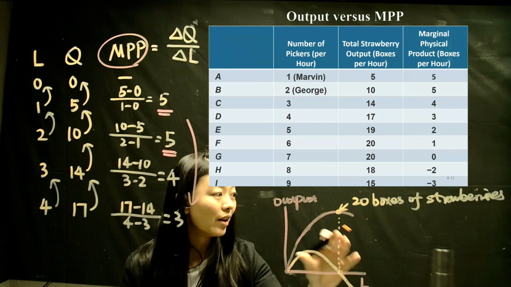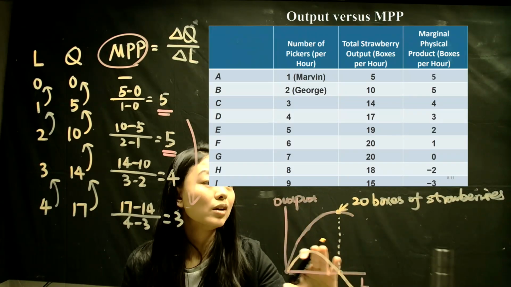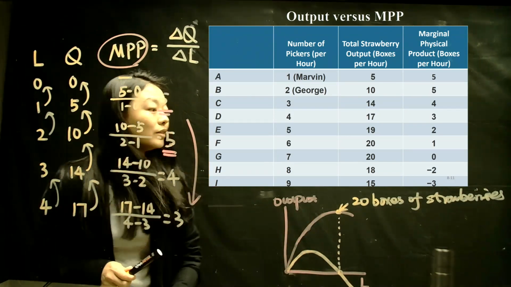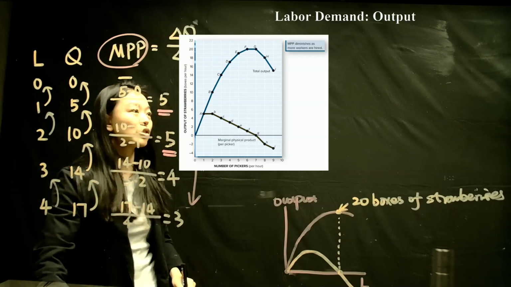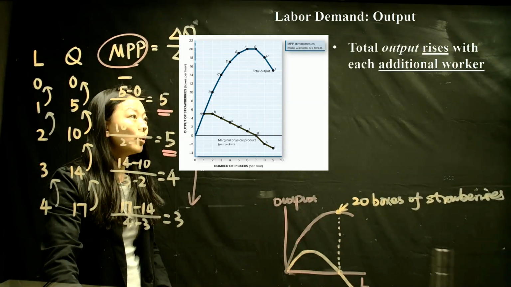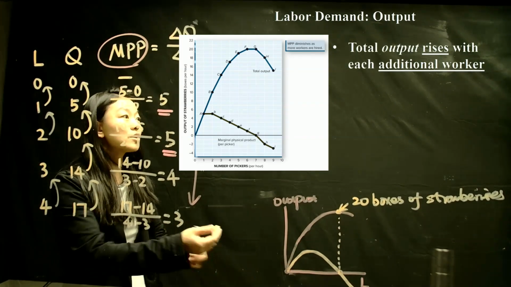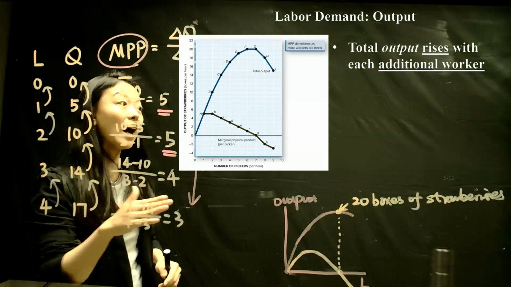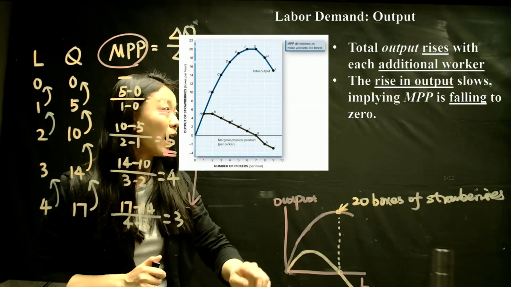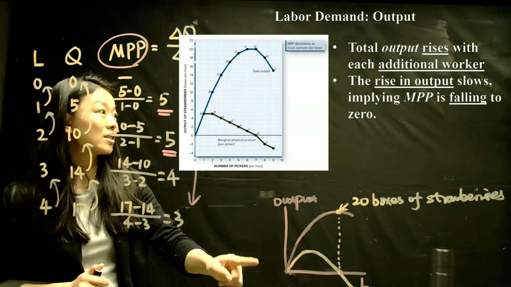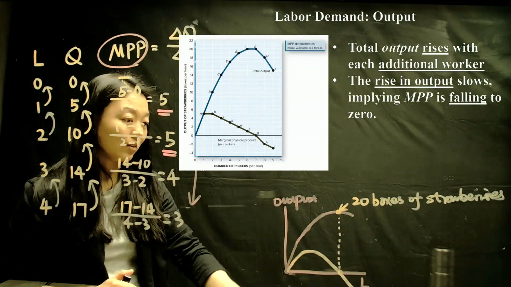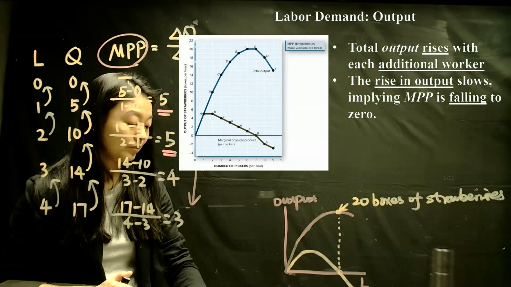That will be very important: how to show the total output and marginal physical product in the same graph. We can see the total output increases with each additional worker at the beginning until it reaches the maximum. The rises in output slow, which implies that the marginal physical product actually declined until it declined to 0. Then the total output will reach the maximum.